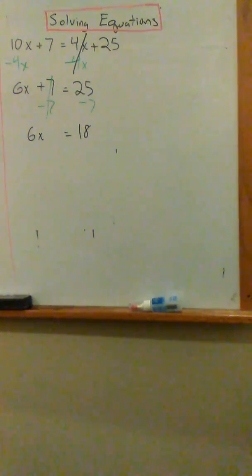Okay, now we're down to 6x equals 18. So now, what do we need to do? We're not done yet because we need a single x. We have 6x. So how do we get an x by itself? Add, subtract, multiply, divide. Okay, divide. What are we going to divide by? Divide both sides by 6, yes.